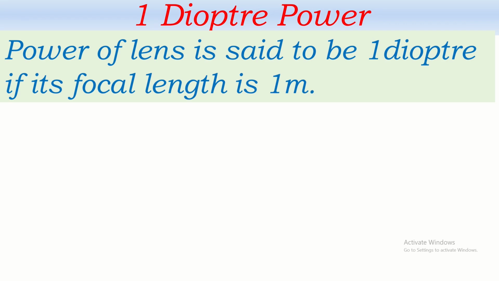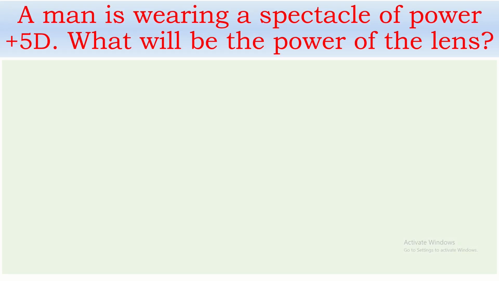Let's go through one numerical, then we'll be clear about the power of lens and its unit. A man is wearing a spectacle of power plus 5 diopter. What will be the focal length of the lens? What is given? Power of lens P is equal to plus 5 diopter. Plus 5 represents it is a convex lens. If it was written minus, then we'll say that this is a concave lens.